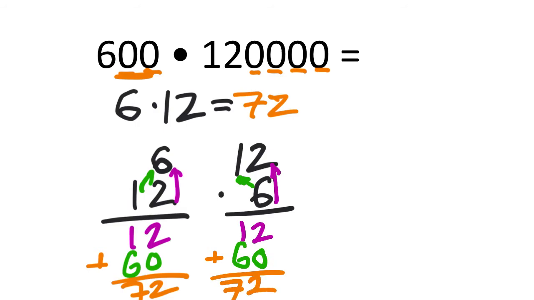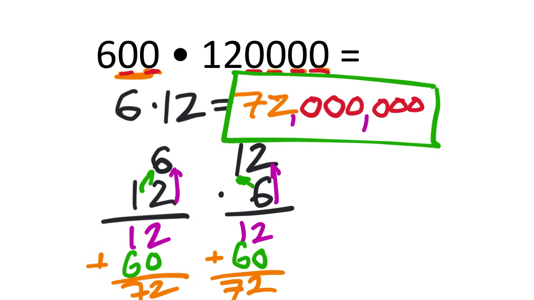So now that we have that, 72, we just got to look at how many zeros we need to tack back on. 1, 2, 3, 4, 5, 6 total. 1, 2, 3, 4, 5, 6. So it looks like the product here becomes 72 million.